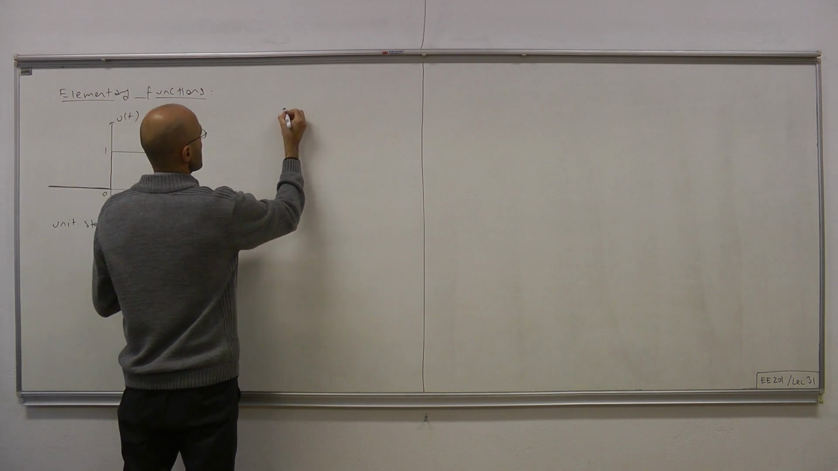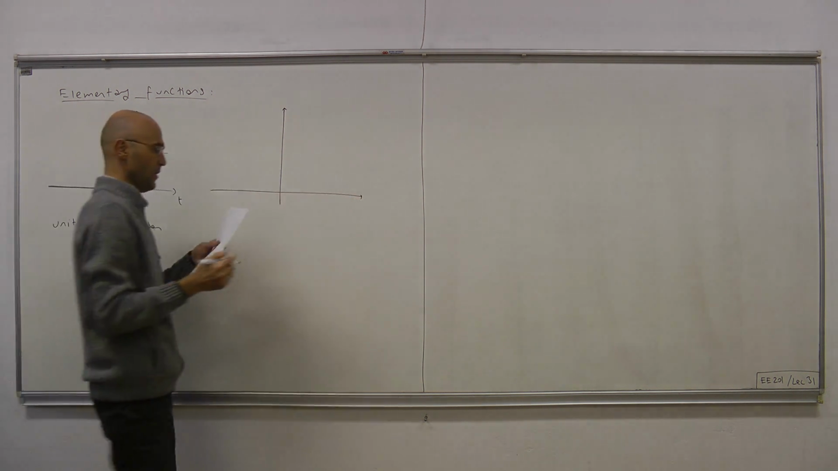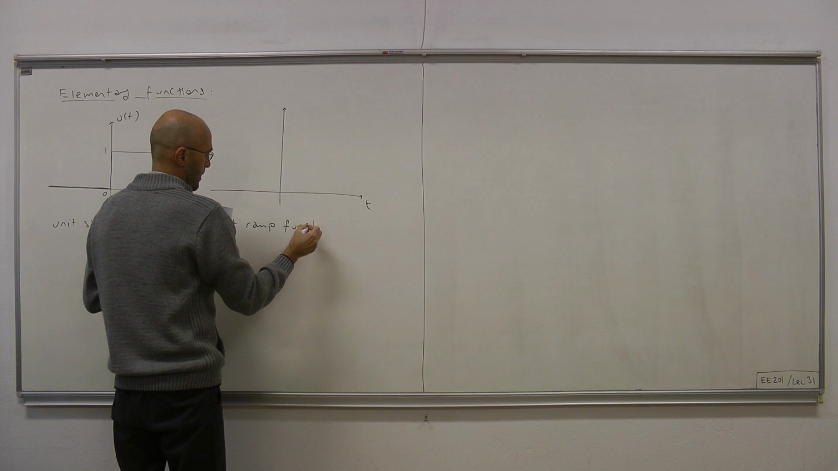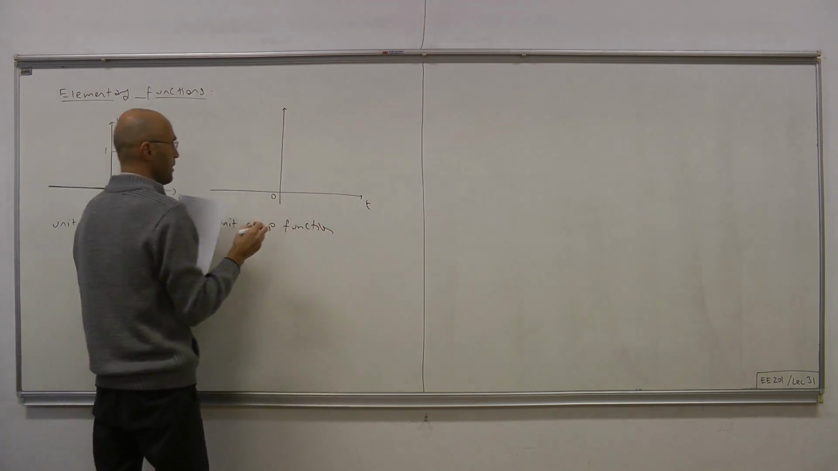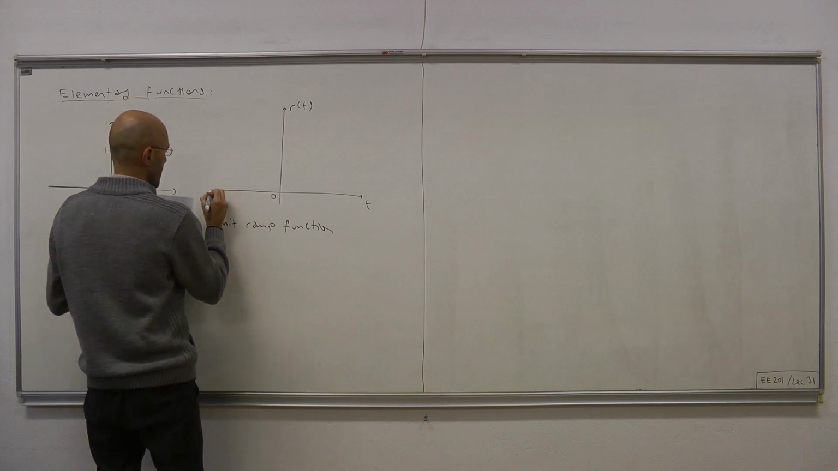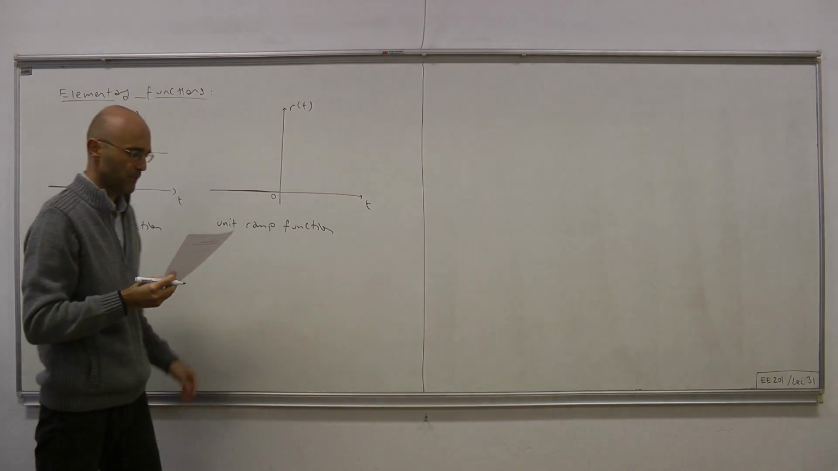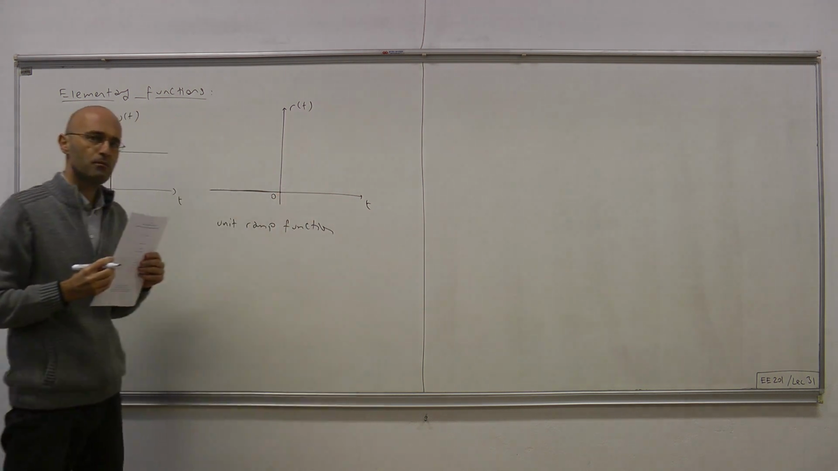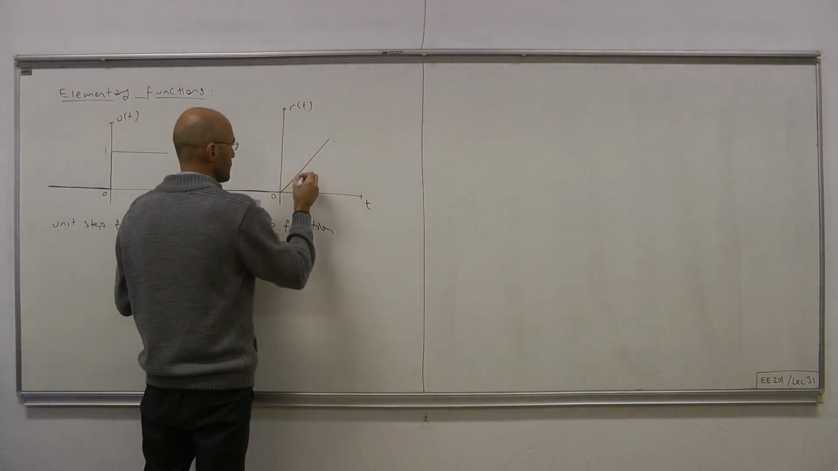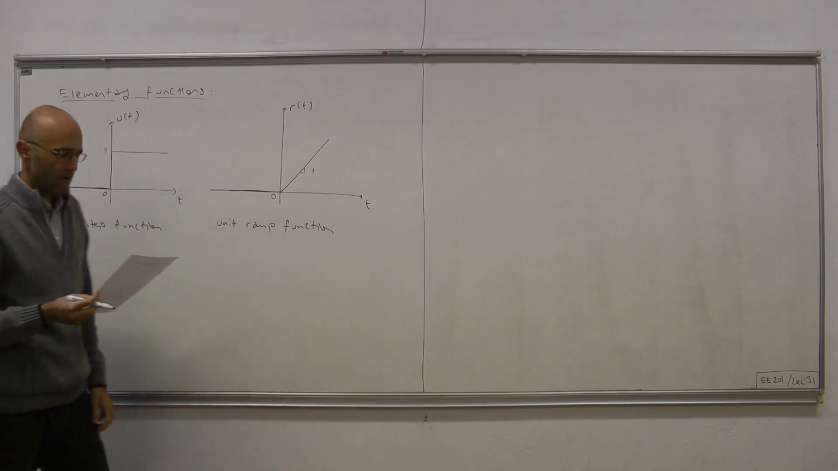Then we have the second elementary function, called the unit ramp function, usually denoted by r of t. How it's defined is, again, it's 0 for all negative values of t, and t usually denotes time. Starting from 0 into the future, it climbs with a constant slope of 1. Quite easy, in fact a little bit boring functions.